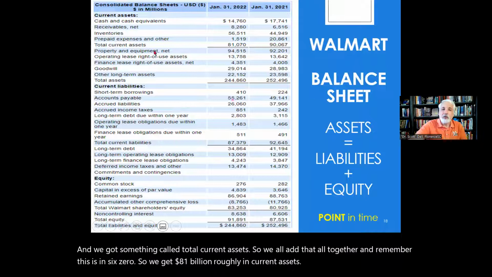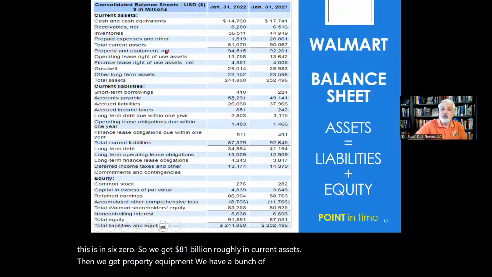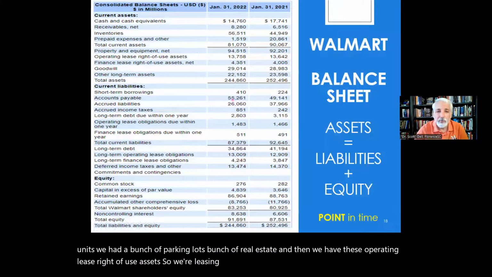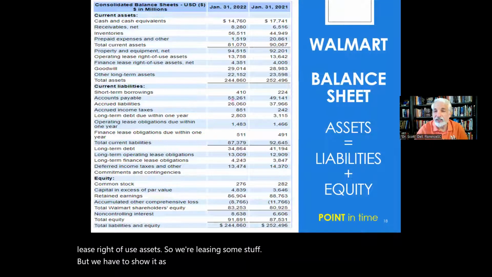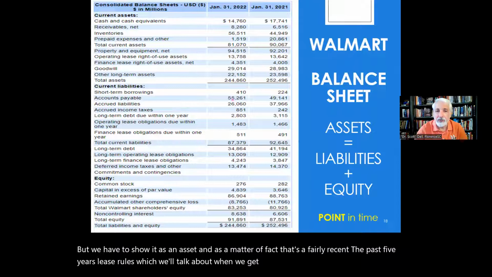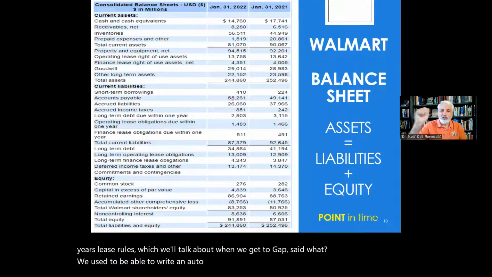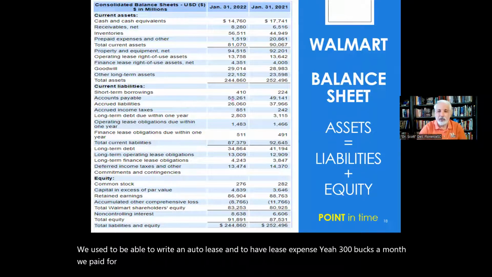Then we've got property and equipment. We own a bunch of buildings, a bunch of shelving units, a bunch of parking lots, a bunch of real estate. And then we have these operating lease right-of-use assets. So we're leasing some stuff, but we have to show it as an asset. That's a fairly recent change, in the past five years, in the lease rules, which we'll talk about when we get to GAAP. We used to be able to write an auto lease and have lease expense. Yeah, $300 a month, we paid for our vehicle. We just put it on the income statement.